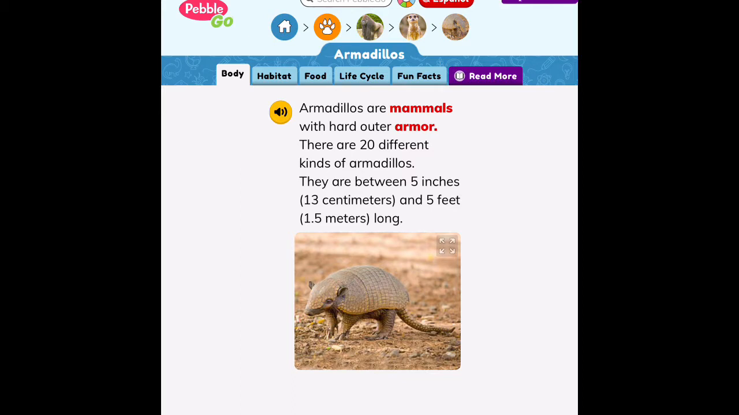I'm going to learn about the body, the habitat, the food, even the life cycle, and some fun things about armadillos. But the first thing I want to know is what kind of an animal an armadillo is. I'm going to write that information in a special place on my tree map. I might have to read the first section to find out. If I don't find it there, I can go back to my categories of where the animal was in order to locate it. So I'm going to listen to what kind of an animal an armadillo is.